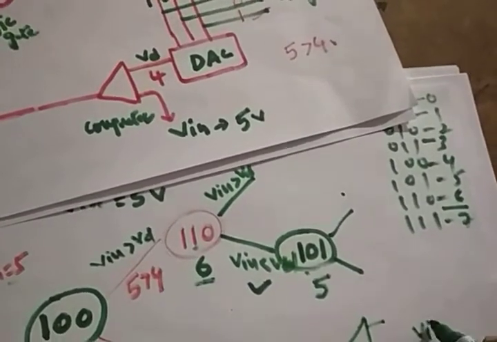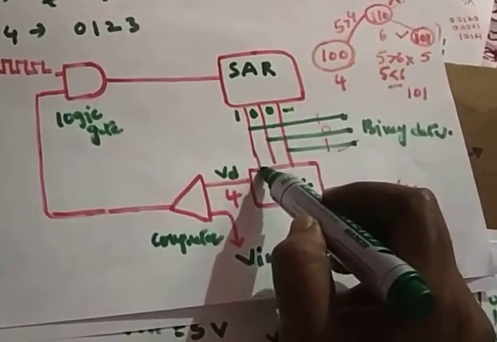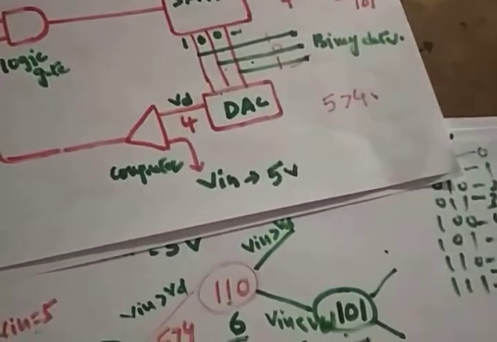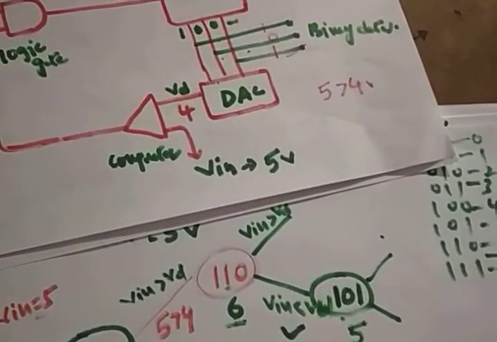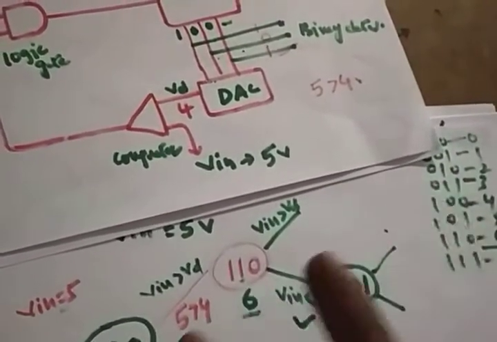If in these two comparators V in is equal to VD, is there an output? No, the output is 0. Then the AND gate will show no result, the AND gate won't work. Then the SAR will hold whatever the result is, 101, and it will be displayed on the screen. So what is the value? 101 is the digital form. What is the analog form? That is 5. So 5 is converted to digital form, right? I hope it's clear.